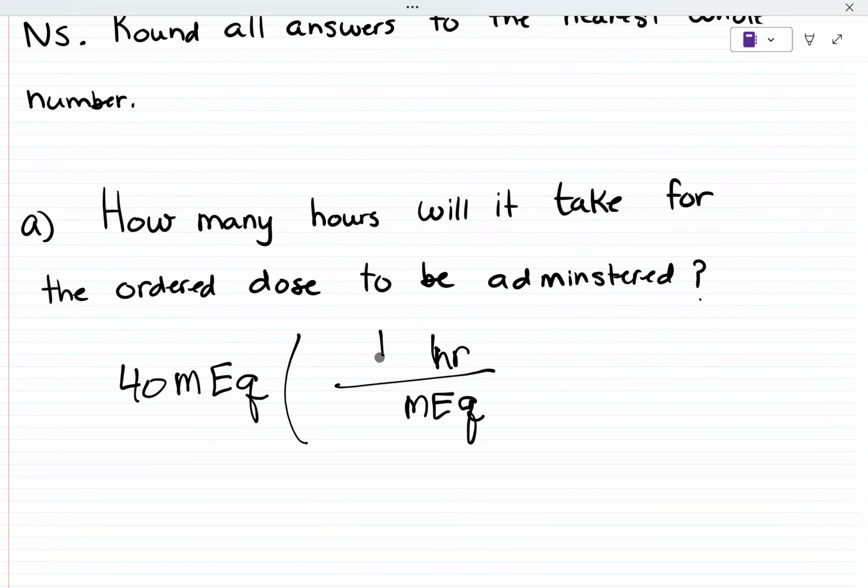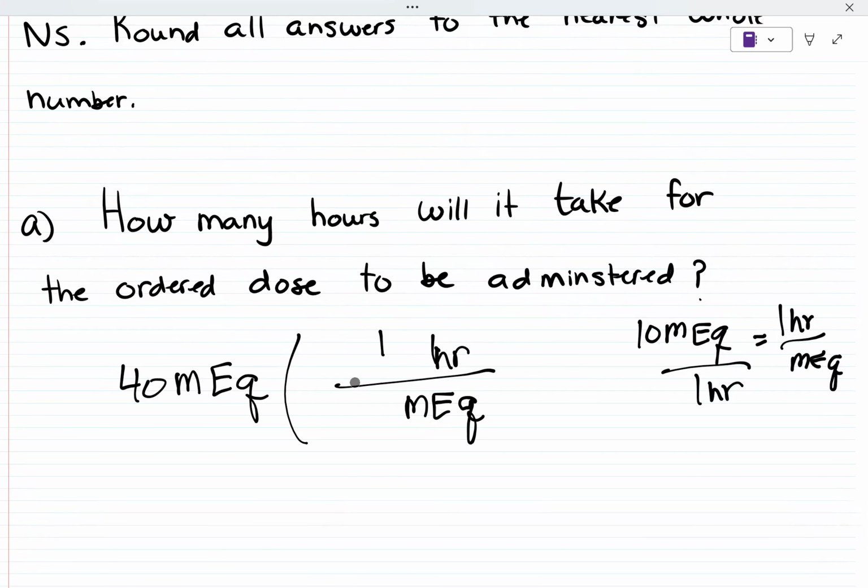So for 1 hour, how many mEq? That should be given. They tell us that it was at a rate of 10, so this was given: 10 mEq per 1 hour. As you can see, you can flip this. It's not going to make it wrong. This is what we have to do: we have to put 1 hour on the top and mEq on the bottom.